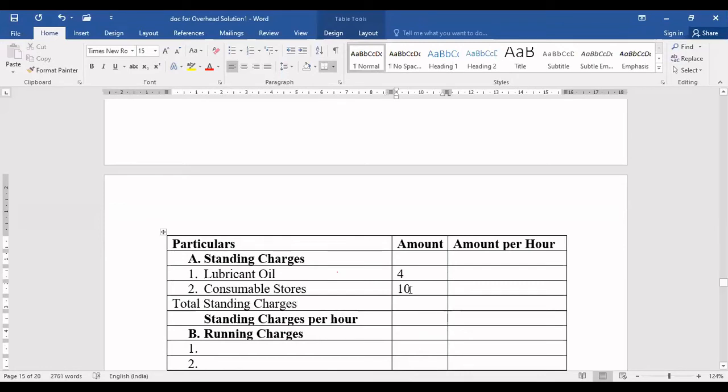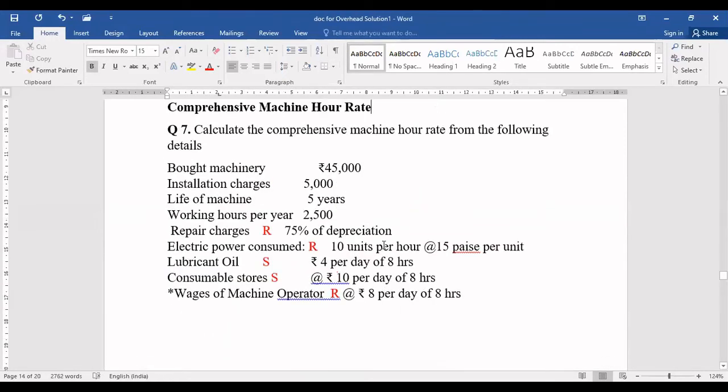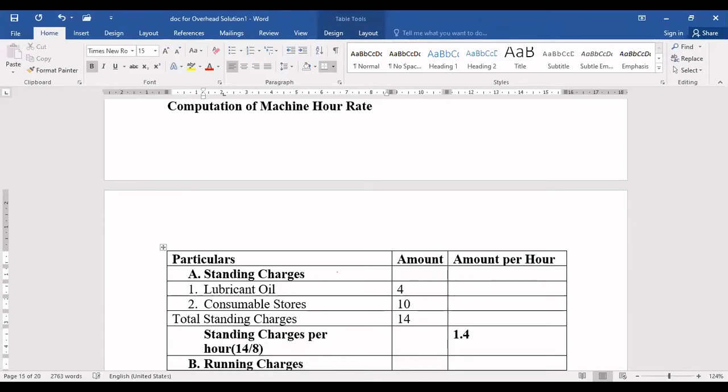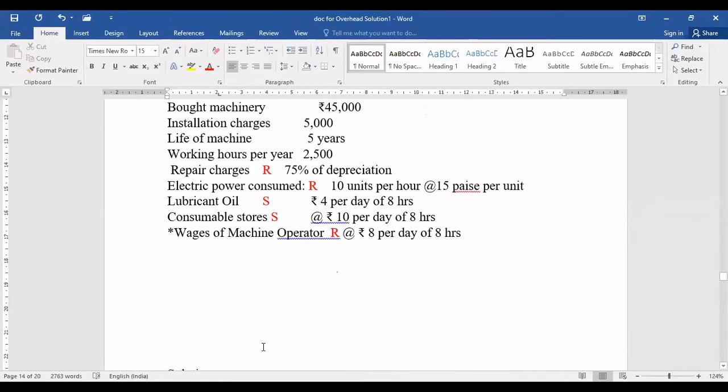Just take the total of these two. That's it. 14. Now, the standing charge per hour. This 14 rupees is for how many hours? Just see in the question. Information is given for how many hours? Everywhere it is 8 hours. So this information is for 8 hours. So it will be divided by 8. 14 divided by 8 is 1.75. Correct. Anything else? No, sir. Standing charge is completed.